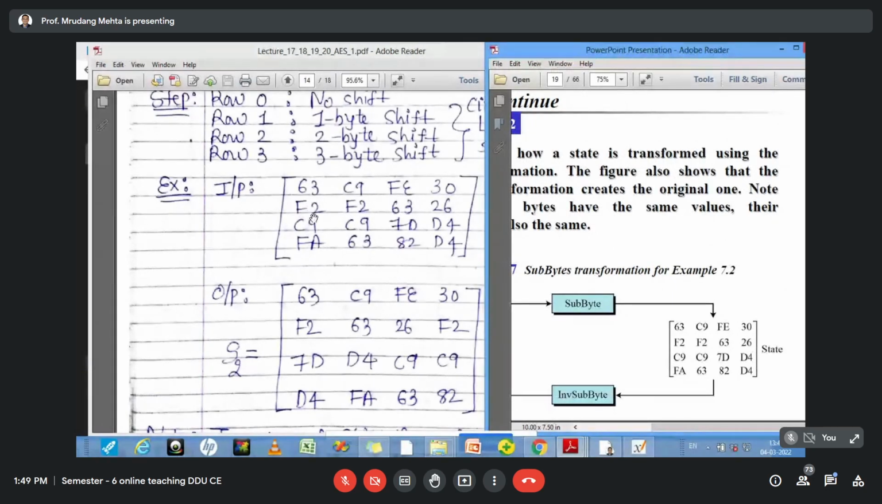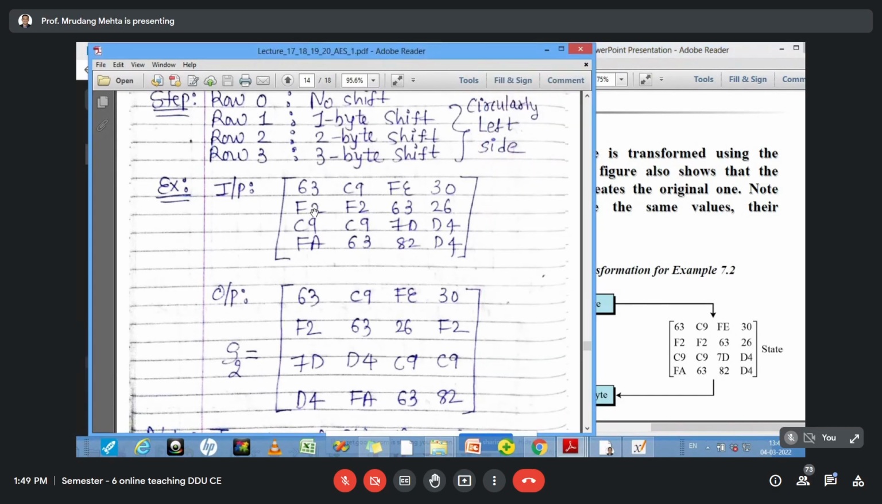Now, the second row is F2 6326, and we have to shift it 1 byte to the left. This is a circular left shift. This F2 will go to the last byte, and these three will each shift to the left side. So F2 will come over here, 63 will come over here, and 26 will come over here. Look at this second line. This is after the shift.